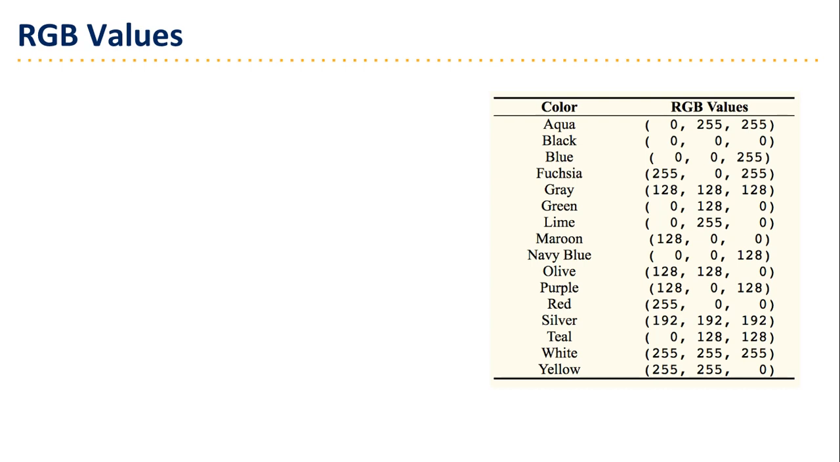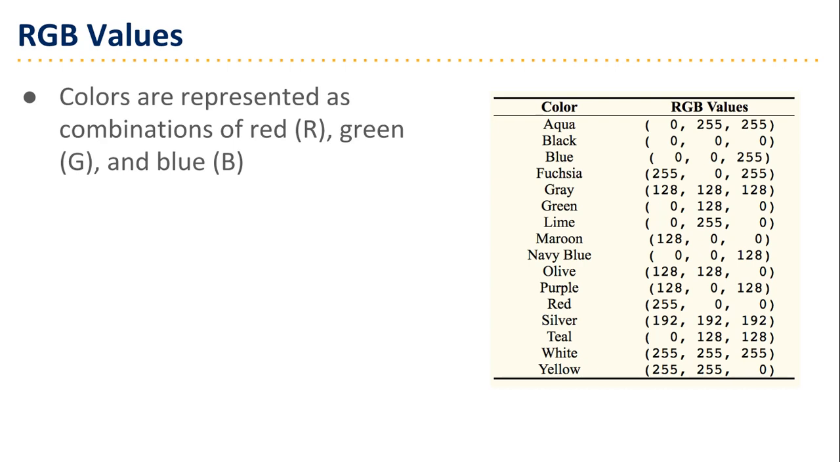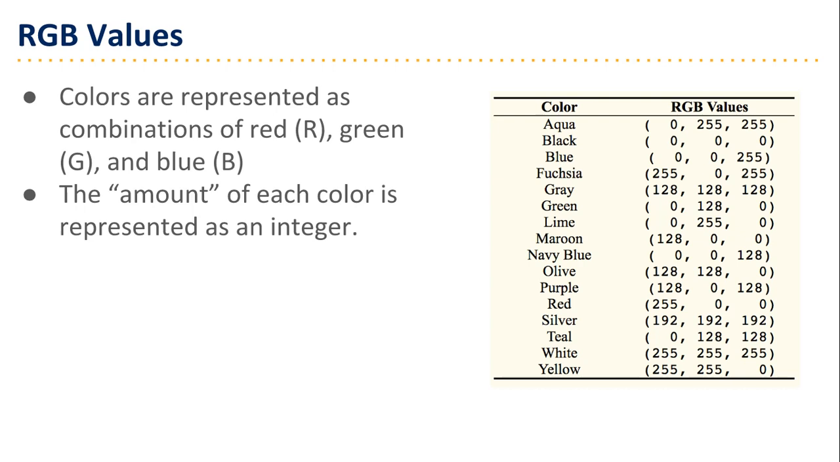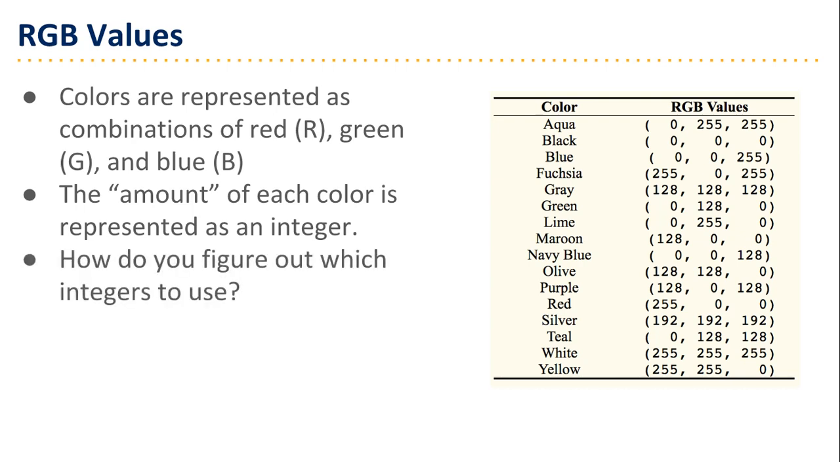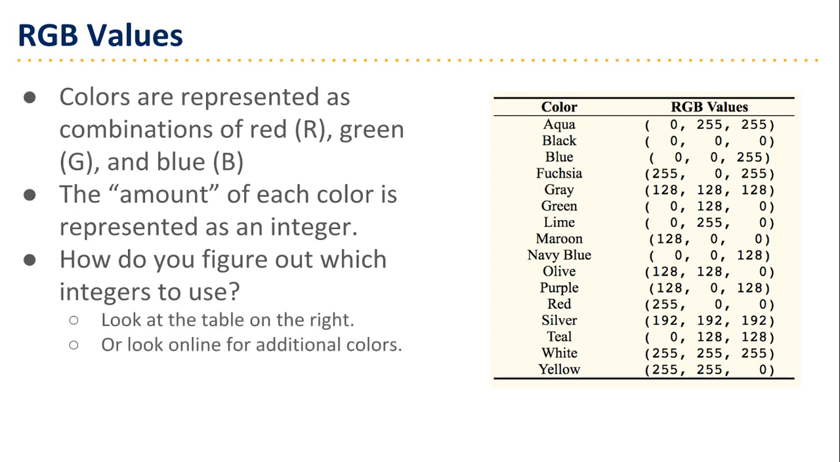A red, green, blue value is what you can see on the chart on the right of this screen. In Pygame and in a lot of applications for computer science, colors are represented as combinations of red, green, and blue, some sort of mixing of red, green, and blue in the pixels. The amount of each color is represented as an integer. So this thing over here, 0, 255, 255, is 0 red, 255 green, 255 blue, and that makes aqua. Who knew? So how do you figure out which integers to use? Is there some secret code? No, you look at the table or you look online.